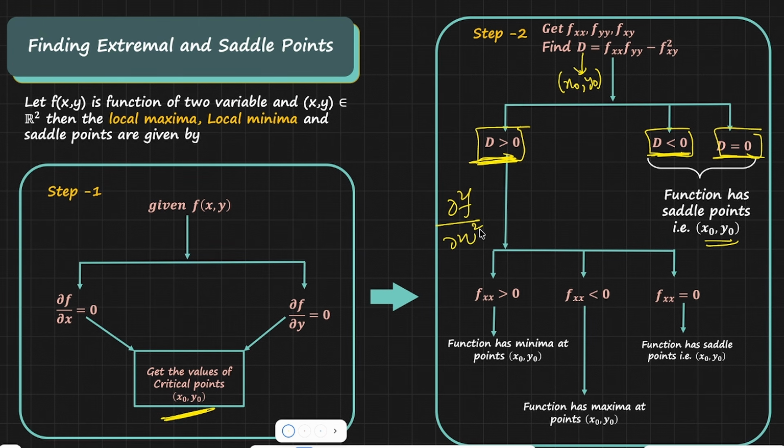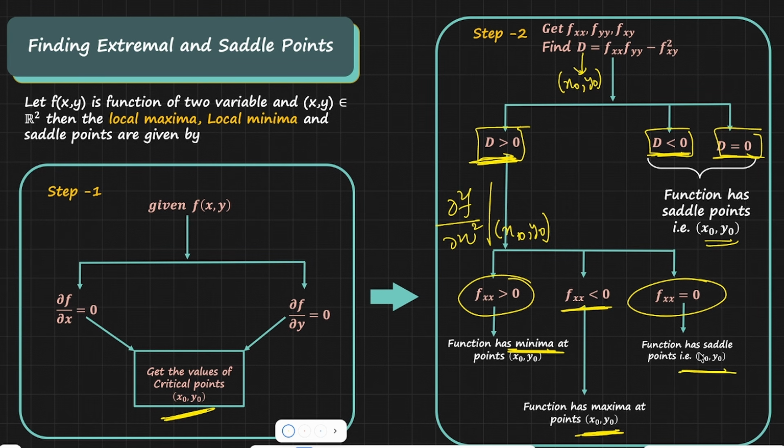If this partial derivative at your critical point (x naught, y naught) is greater than 0, then you simply say it is a minima. If it is less than 0, then it is a maxima. If it is equal to 0, then you simply say this is again called a saddle point.